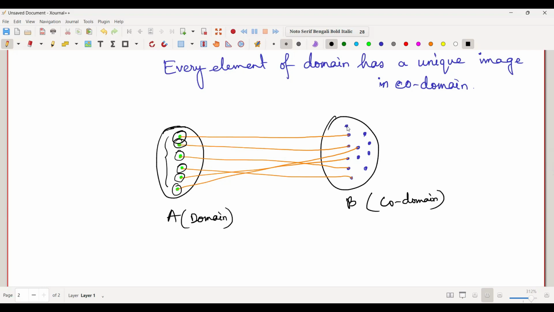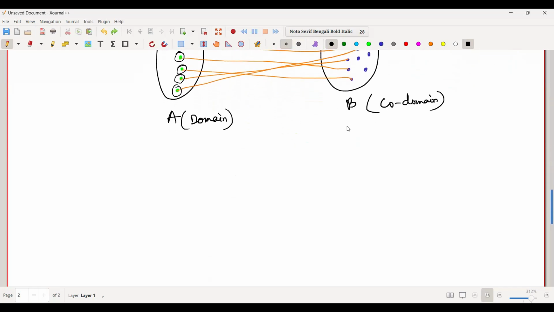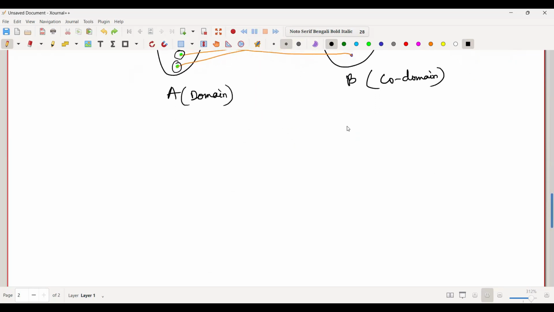Okay, clear? Yes. Okay. So I will come later to how to check one-one and onto maps. Before that, I am giving some examples and the definition. How to check whether a function is one-one or onto or many-one or onto, I will give that algorithm later.